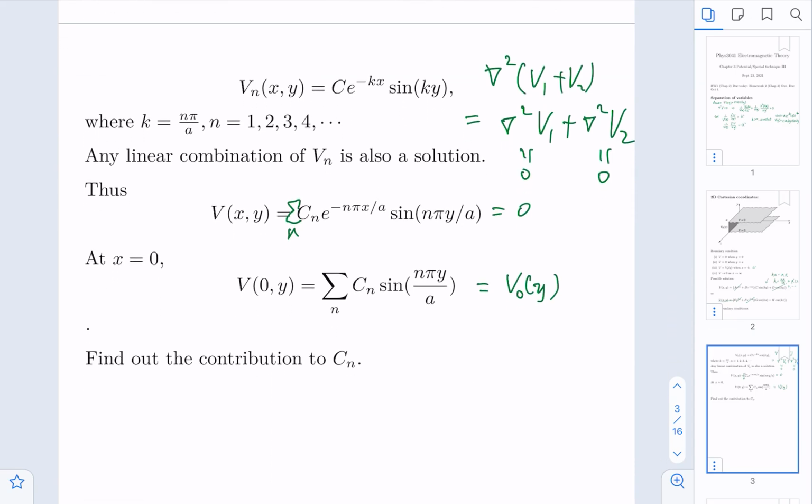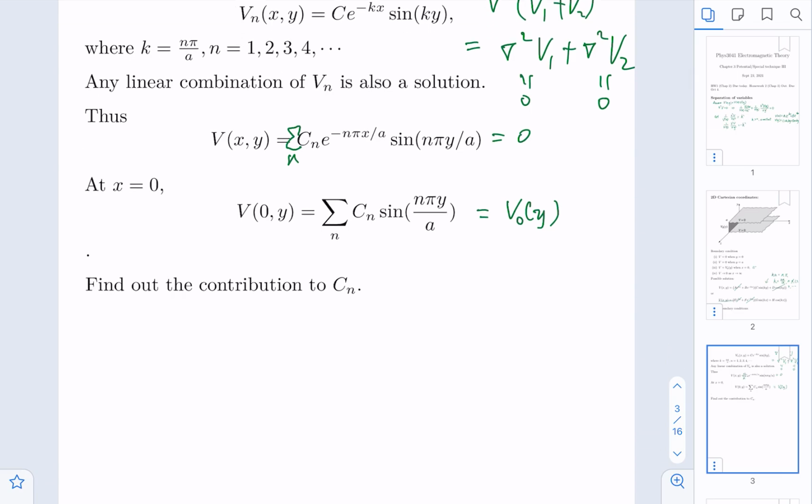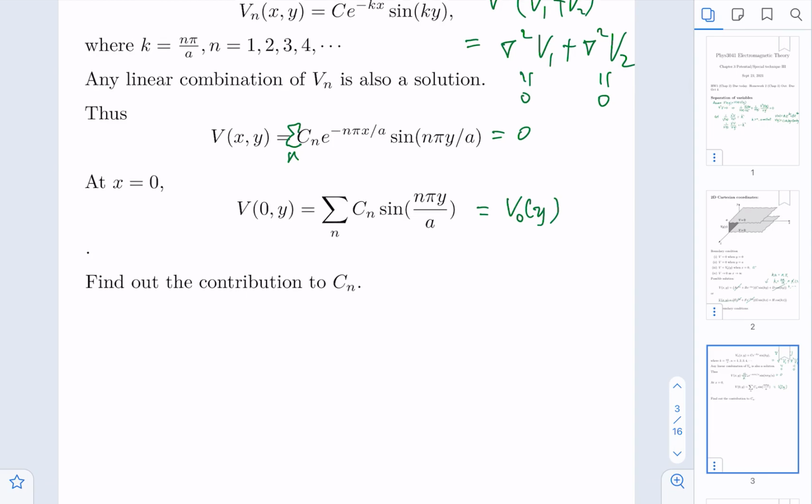Now, let's check if we can solve for this Cn. The trick to solve for Cn is the following. We can first add an additional sine n prime pi y over a and integrate over y.